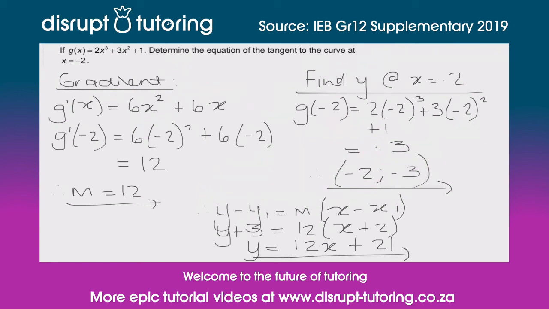So that is the answer that the marker is looking for. It's the equation of the straight line that is tangent to our cubic graph that they've given us. And that will get you the full marks for this particular question.